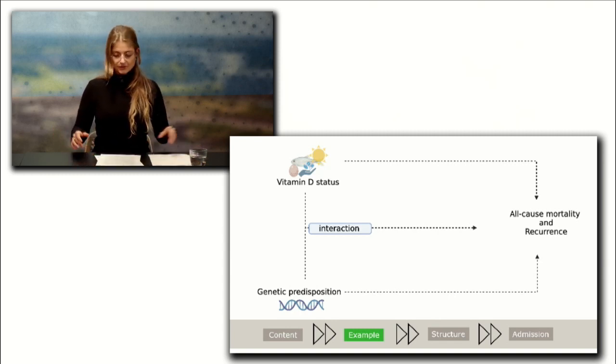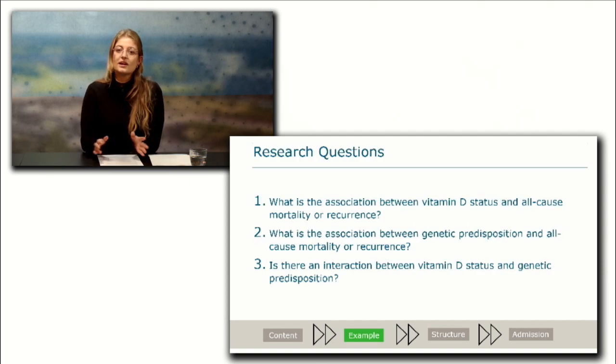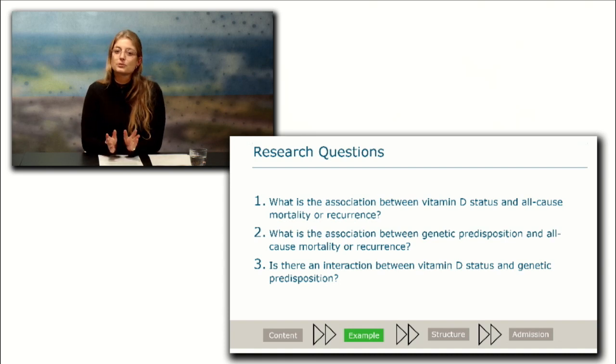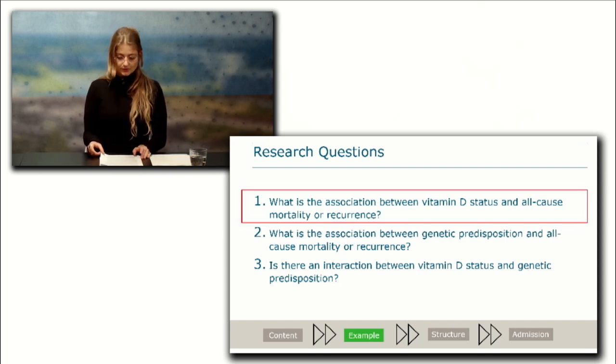In the beginning, you set research questions. I specifically looked at vitamin D status because vitamin D can be made in the skin, as well as ingested via supplements or via food. So the first research question was, what is the association between vitamin D status and all-cause mortality and recurrence? Then I also looked at the genetic predisposition and these outcomes, and I looked if there was an interaction between the vitamin D status and the genetic predisposition. For now, I will just focus on the first research question because otherwise it will be too long and, I think, too complicated for this evening.